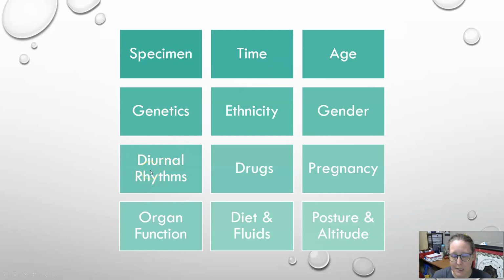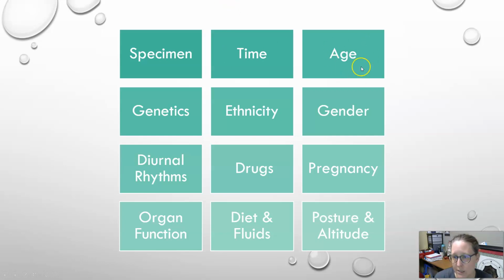Diurnal rhythms means that there are values of certain analytes that change depending on what time of day it is. A very quick and easy one is testosterone. So testosterone in men tends to be higher in the morning and lower in the evening.